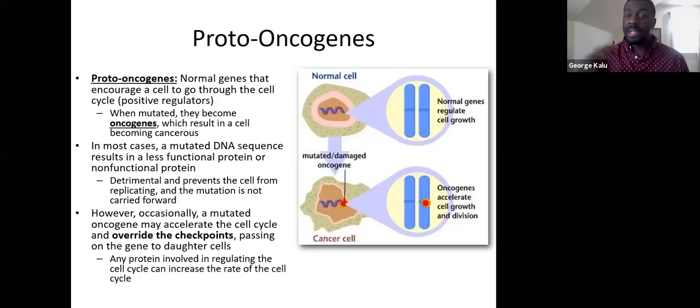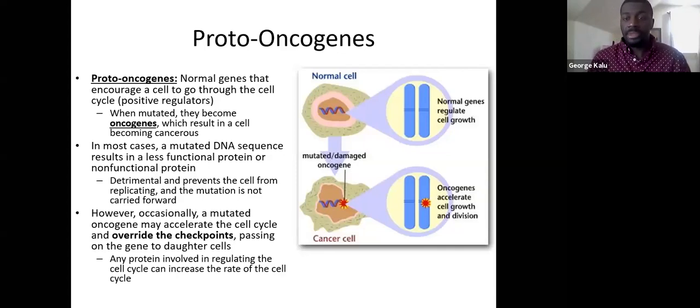And if it continues to live and still be able to replicate, it's going to push past all of those checkpoints. So you start moving through the cell cycle a lot faster than you should, not stopping at those checkpoints. As a result, you end up passing that mutated gene, that oncogene, into the future daughter cells, because again, you're pushing past those checkpoints and you start going through mitosis before you should.